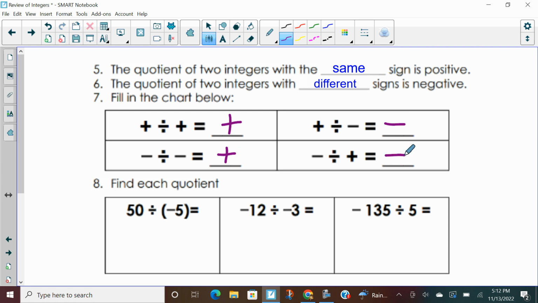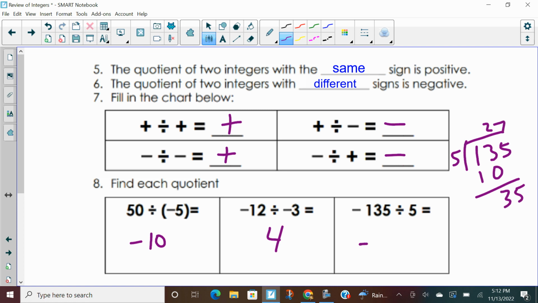So 50 divided by negative 5 is going to be a negative 10. Negative 12 divided by negative 3 is going to be a positive 4. And negative 135 divided by 5 is going to be a negative 27.